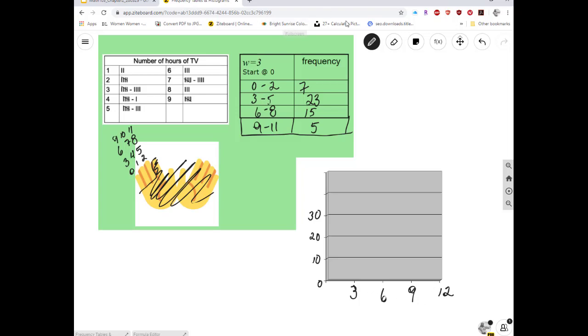Okay, so let me go ahead and start drawing my ugly bars. So this first frequency is 7. Everything is going to go up to 7, and it's going to be this right here. And I'm going to go ahead and color that pink. Next bar is going to be 3 to 5, and that has 23. That has a lot. So it's going to go all the way to here, approximately here.